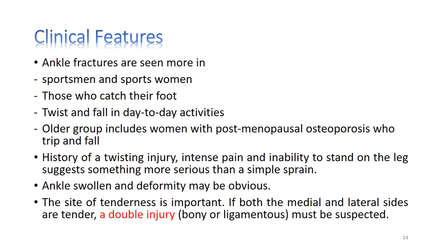Clinical features. Ankle fractures are seen more in sportsmen and sportswomen, and in those who catch their foot, twist and fall in day-to-day activities. The older group includes women with postmenopausal osteoporosis who trip and fall. A history of a twisting injury, intense pain, and inability to stand on the leg suggests something more serious than a simple sprain. Ankle swelling and deformity may be obvious. The site of tenderness is important. If both the medial and lateral sides are tender, a double injury, bony or ligamentous, must be suspected.